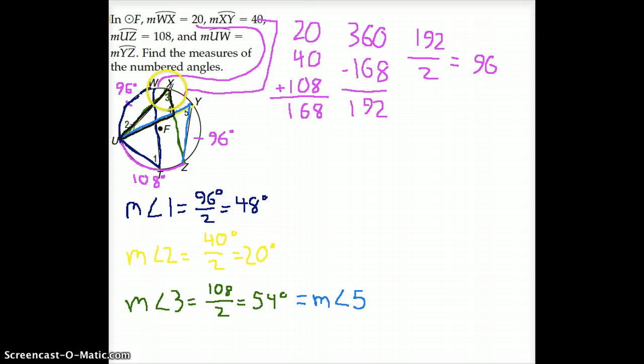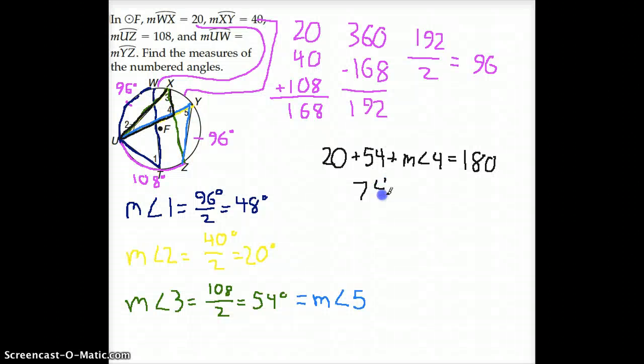And so I have a triangle here in black formed by angles 2, 3, and 4. And we know, of course, that all three angles in a triangle have to add up to 180 degrees. So angle 2 was 20 degrees, plus angle 3 was 54 degrees, plus the measure of angle 4, which we're looking for. Those three added together should equal 180 degrees. And then we just simplify and solve. 74, and you add those two together, plus the measure of angle 4 is equal to 180.